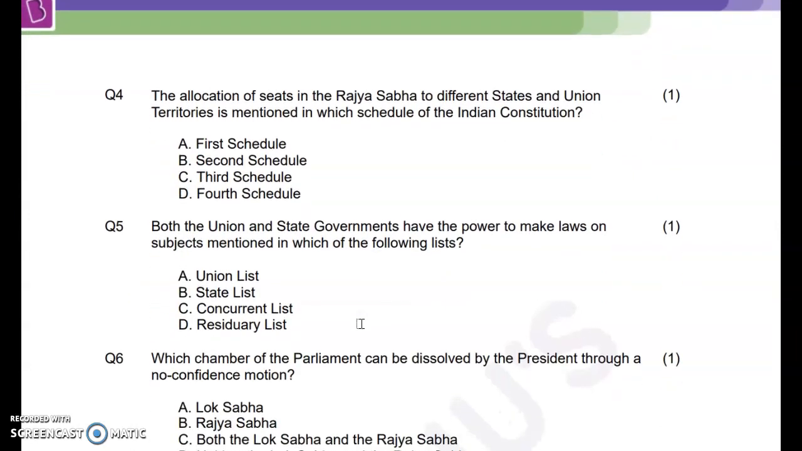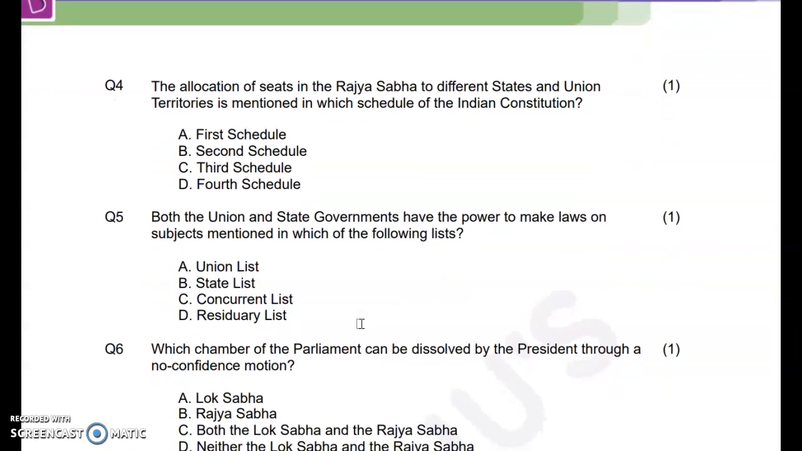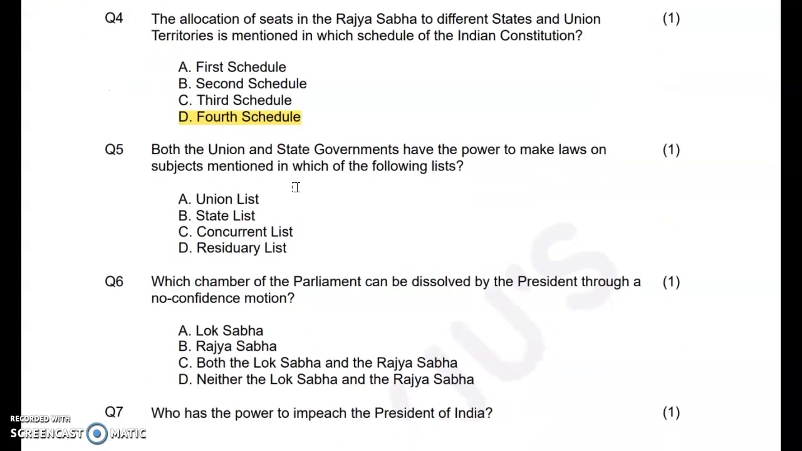Moving to question number 4. The allocation of seats in the Rajya Sabha to different states and union territories is mentioned in which schedule of the Indian Constitution? Options are A. First schedule, B. Second schedule, C. Third schedule, or D. Fourth schedule. Answer is the fourth schedule. The fourth schedule of the Indian Constitution contains the provisions in relation to the allocation of seats for states and union territories in the Rajya Sabha.